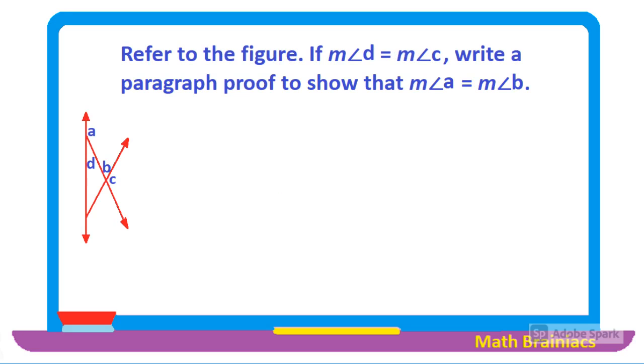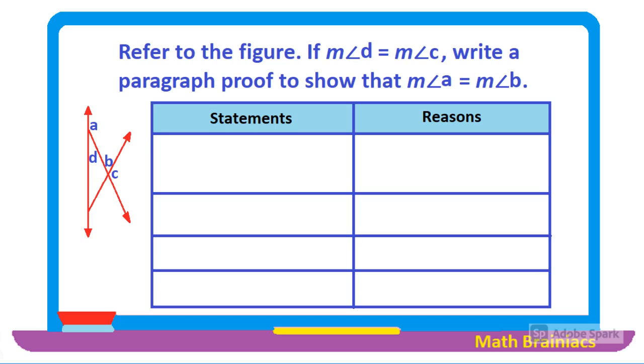Let us work on this example so that you will be guided. Refer to the figure. If the measure of angle D is equivalent to the measure of angle C, write a paragraph proof to show that the measure of angle A is equivalent to the measure of angle B. Let us draw a two-column proof to show our statements and reasons.